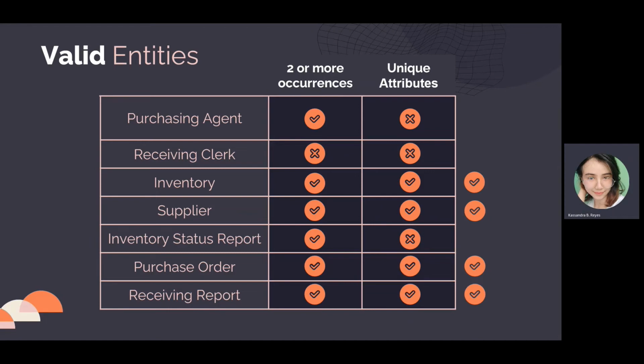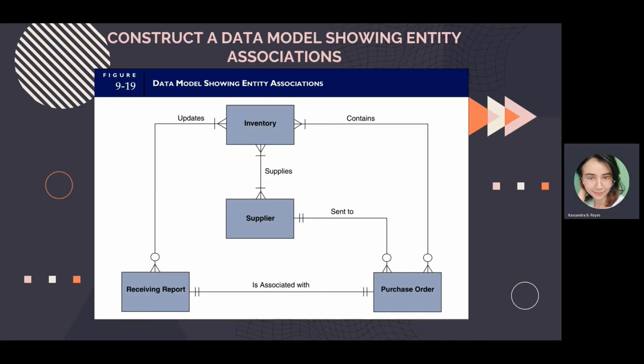So for discussion purposes, we assume that after examining the candidates, the inventory, suppliers, purchase order, and receiving report pass the two conditions. After identifying the entities, let's now move on to the second phase, which is to construct a data model showing entity associations. You can see in this figure the data model for our sample problem. To discuss each association, let's proceed to the next slides.